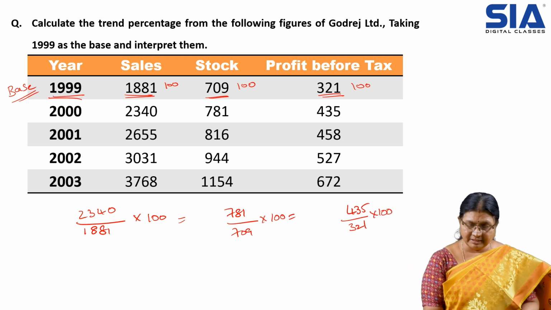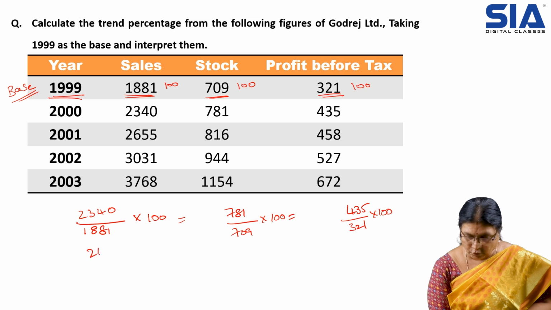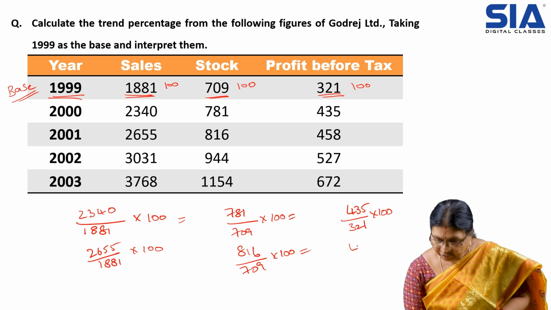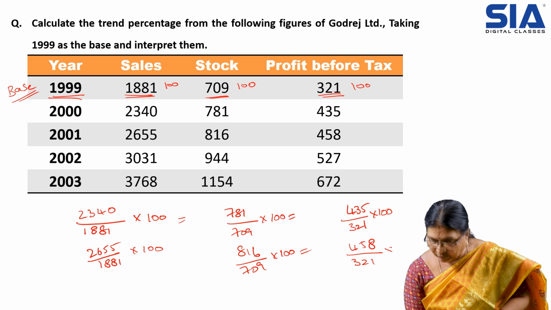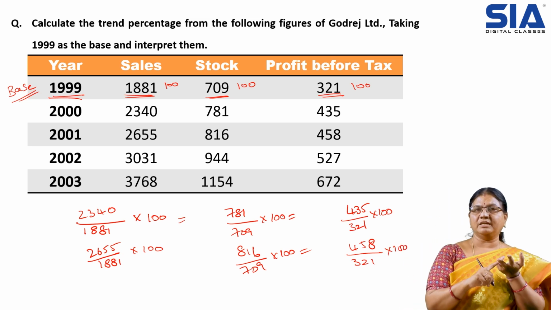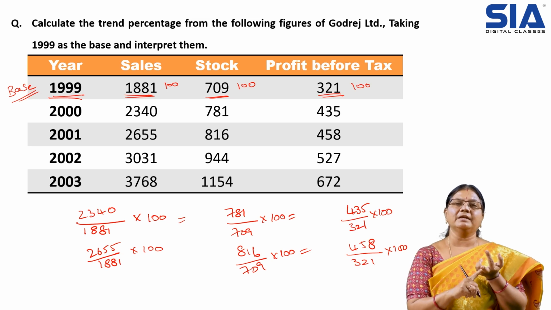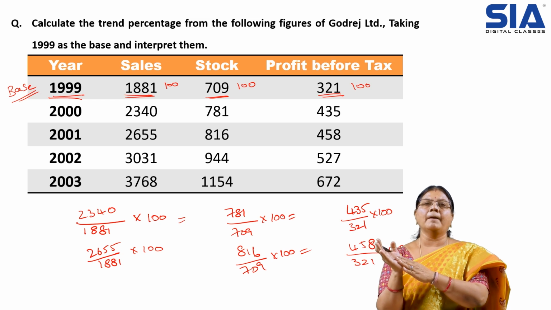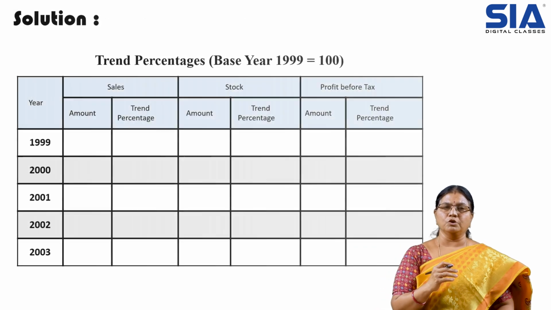In the similar way for 2001, that is 2655 divided by 1881 into 100, and 816 divided by 709 into 100, and 458 divided by 321 into 100. In the similar way, we have to calculate 2002 and 2003. Now after calculating, we will try to know what the trend is, whether it is moving upward or downward. Let us see the solution.